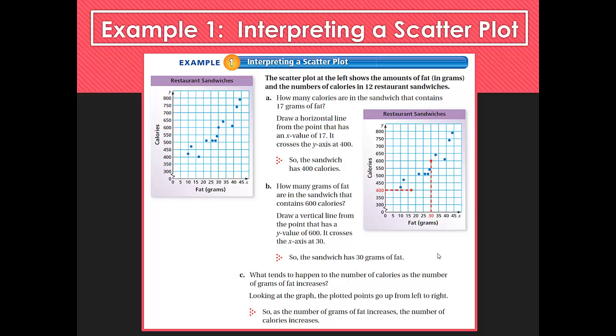If you look at the graph, the plotted points go up from left to right. So our plotted points from left to right are going up. So as the number of grams of fat increases, the number of calories increases. So as you have more fat, the number of calories is getting larger as well.